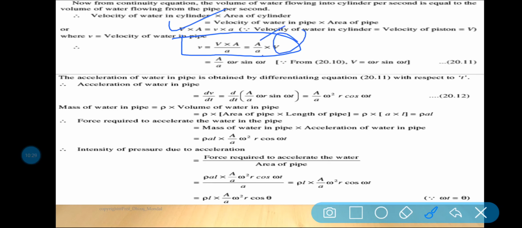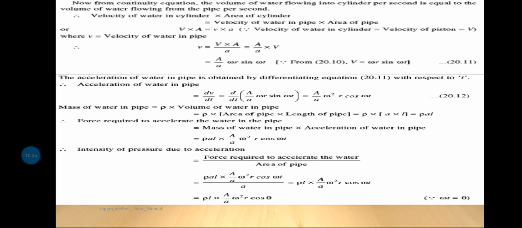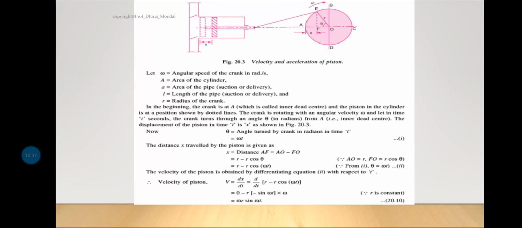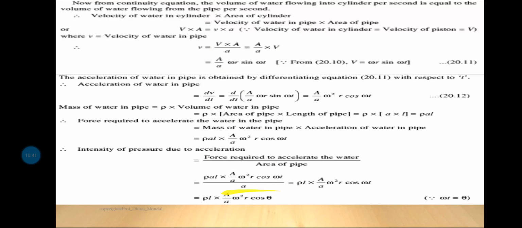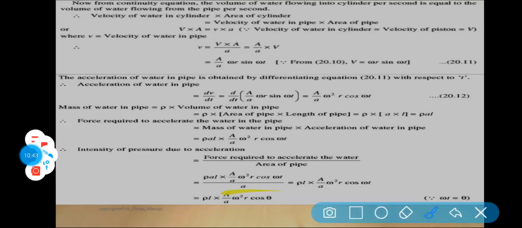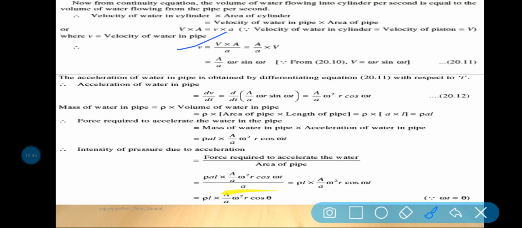Now we know that V is equal to omega r sin omega t. That I have already got. Come to the previous slide. This is your V is equal to omega r sin omega t. Clear? Now small v is equal to A by a omega r sin omega t.